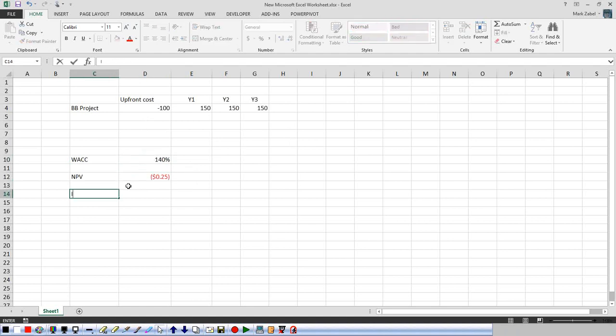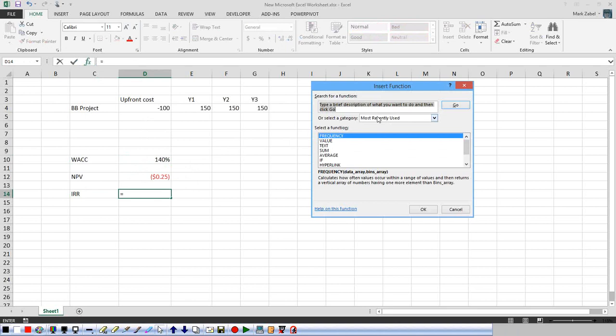Okay, let's test this to make sure. And I always get this wrong in Excel. Excel has some funkier things, so let me actually just type this in, IRR.